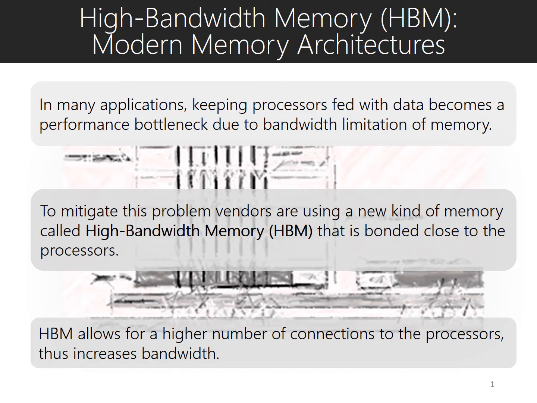Okay, so what is high bandwidth memory? In many applications running on modern machines, keeping CPUs fed with data is a major performance bottleneck. In order to mitigate these problems, vendors have introduced a new kind of memory called high bandwidth memory into the memory hierarchy. And this memory is bonded close to the processors. So as the name suggests, high bandwidth memory has a large number of connections to the processors, allowing it to feed multiple CPUs at the same time.